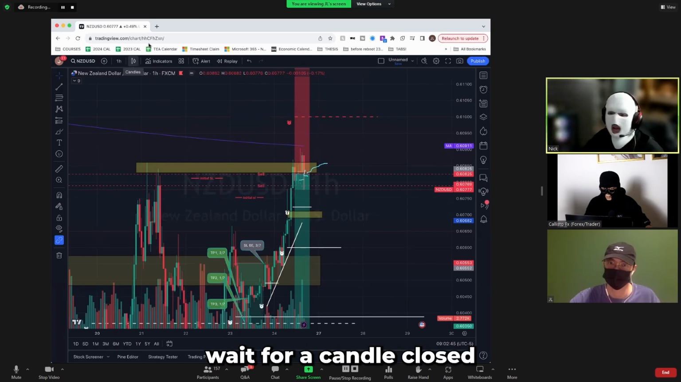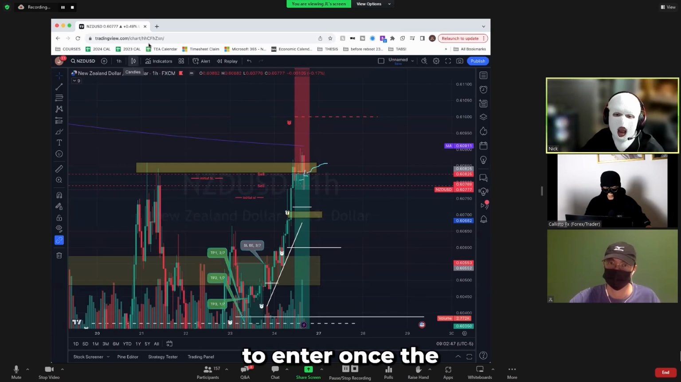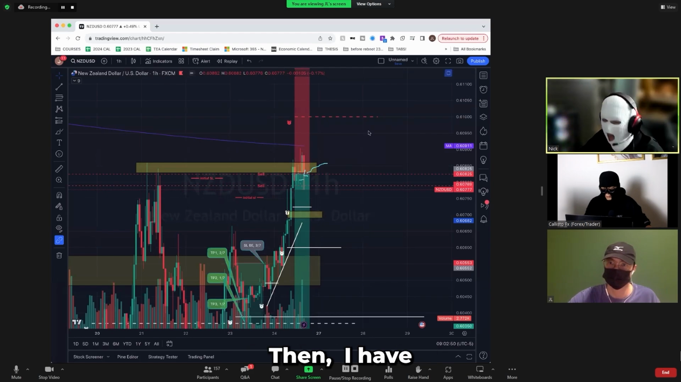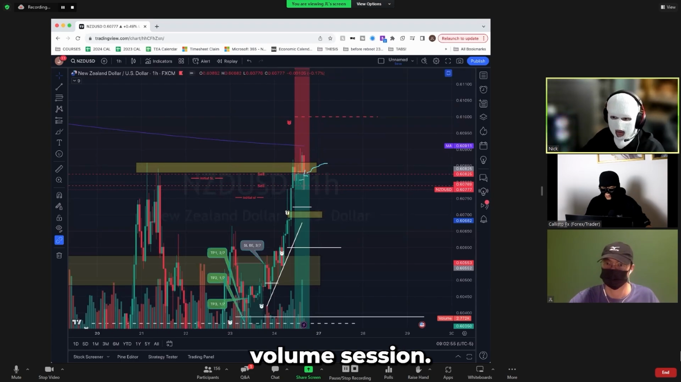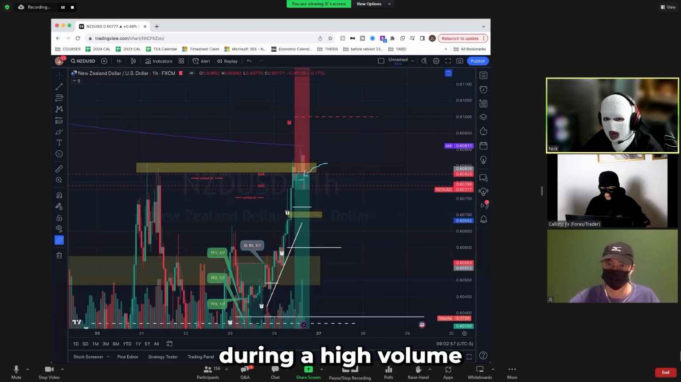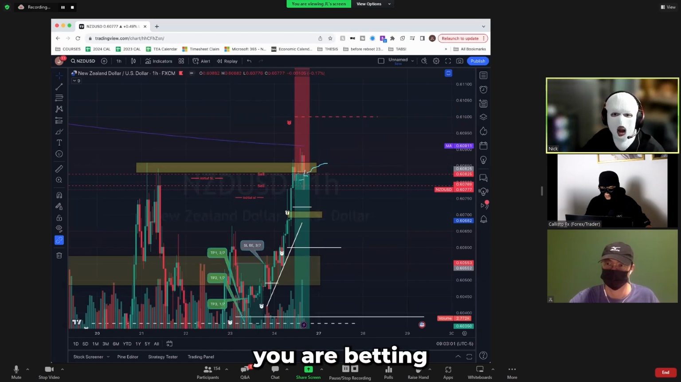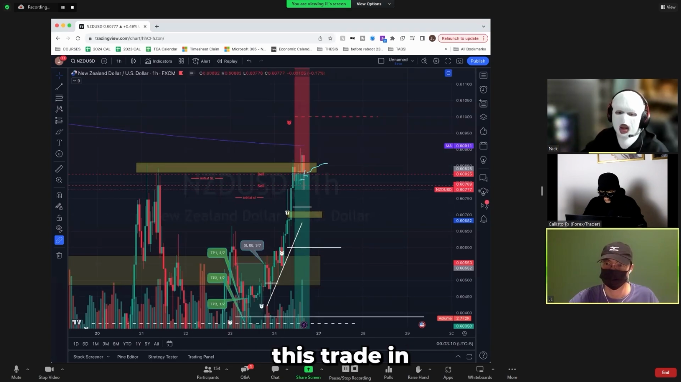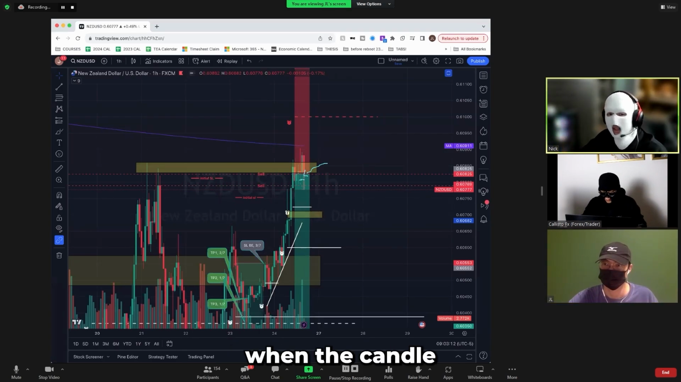But if you don't wait for a candle close and you start to enter once the low breaks, then I have a question for you. Are you taking this trade during a high volume session? If you're taking this trade during a high volume session and it breaks this low over here, then that means you are betting on the high volume session to continue to push price lower, right? With volume. But if you're taking this trade in a low volume session, when the candle hasn't closed, then most of the time you are going to be on the wrong side of the market. Most of the time, because there's no volume, price is not going to push much.